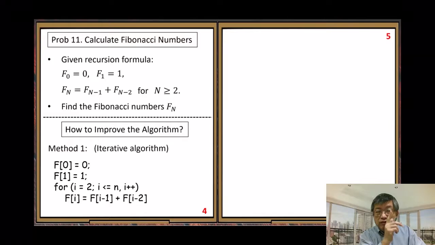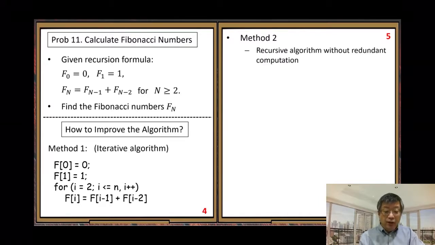Each Fibonacci number of smaller size is only calculated once. How about that? No redundant calculation. So this method should be very fast. Okay? So you can see that. Second, we apply a recursive algorithm without redundant computation.